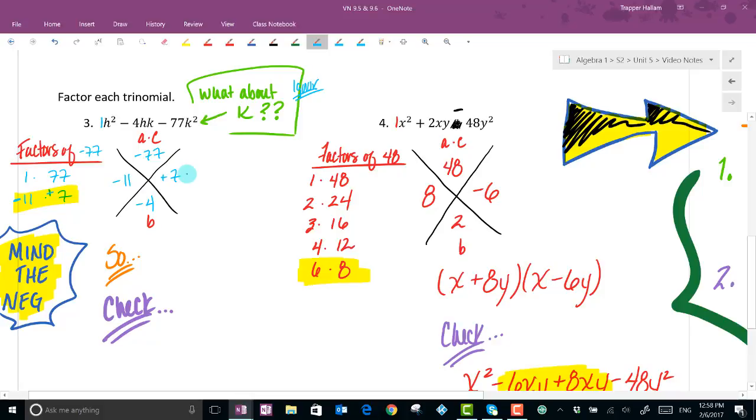So there's our signs. So we should be able to go right into writing this, right? And we're going to pretend nothing's different. So we're going to put an h just like we had out front. We're going to put our factor. But this time at the end of our factor, we're going to put that other variable there. So we're going to put a k.